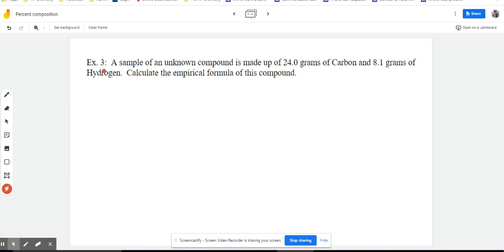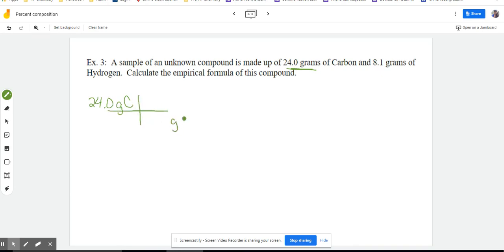Okay, so in this problem, a sample of an unknown compound is made up of 24 grams of carbon and 8.1 grams of hydrogen. So when we go to solve this problem, we're going to go ahead and just start with grams. It's already in a unit that we're able to convert from. So we're going to go 24.0 grams of carbon. And we're going to go ahead and convert that over to moles.